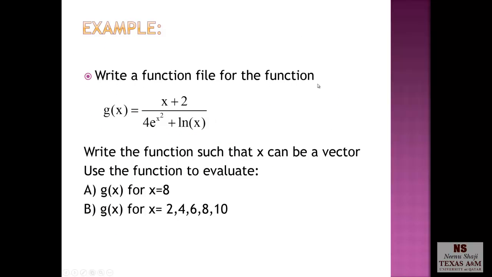Write a function file for the function g of x equals so and so. Write the function such that x can be a vector. Use the function to evaluate g of x for x equal 8 for part A, and for part B when x equals 2, 4, 6, 8, 10.